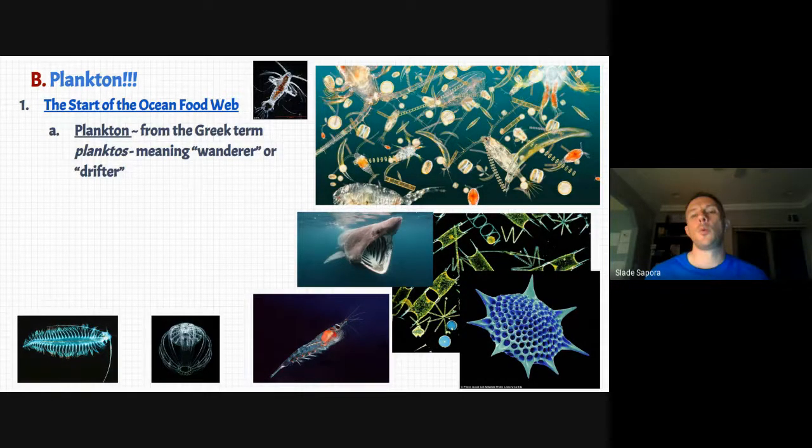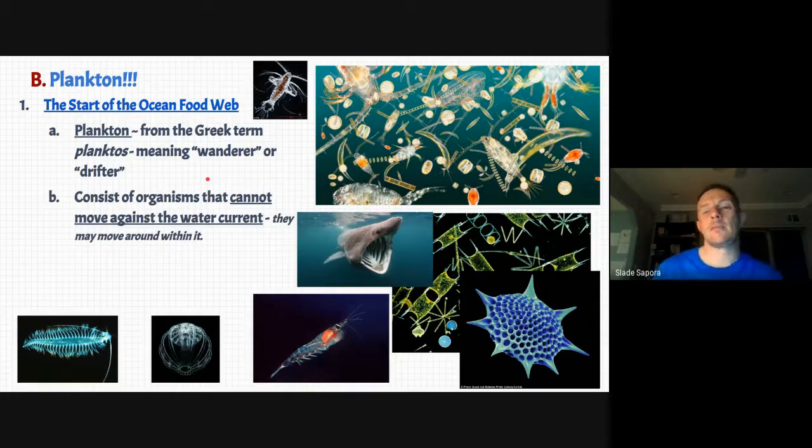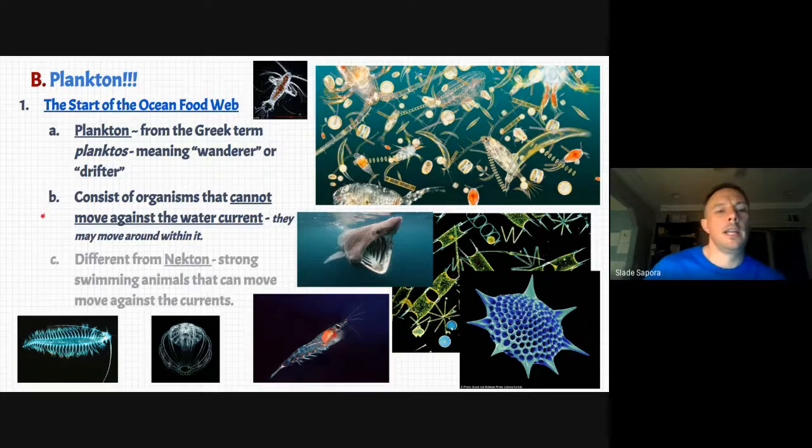So what is plankton? Plankton comes from the Greek term planktos, meaning a wanderer or drifter. What we're really thinking about here are organisms, generally tiny, though sometimes they can be big like a jellyfish, that cannot move against the water current. They can swim around in the current, but they can't go against it, unlike larger things like fishes and whales. I'd say the majority of ocean organisms spend part of their life as plankton.